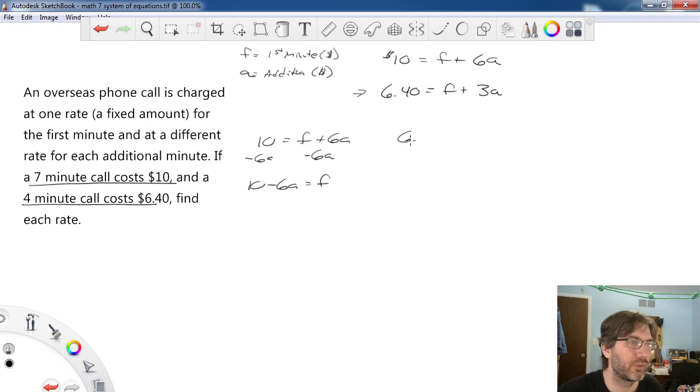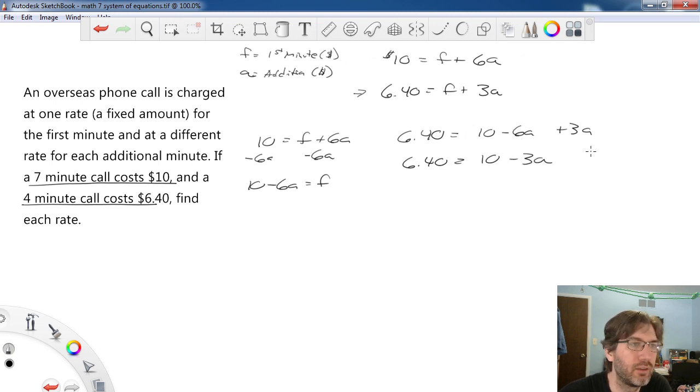So I know 6.40 equals F, which is now the quantity 10 minus 6A, plus 3A. The parentheses aren't doing anything here, so let's get rid of them. And then we can combine like terms. You get 6.40 equals 10 minus 3A. Then I want to subtract 10 from both sides.